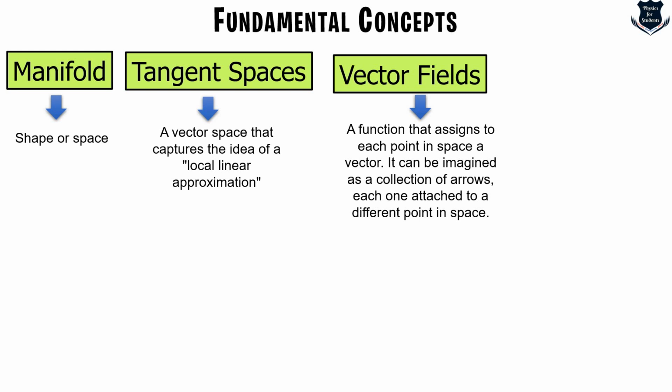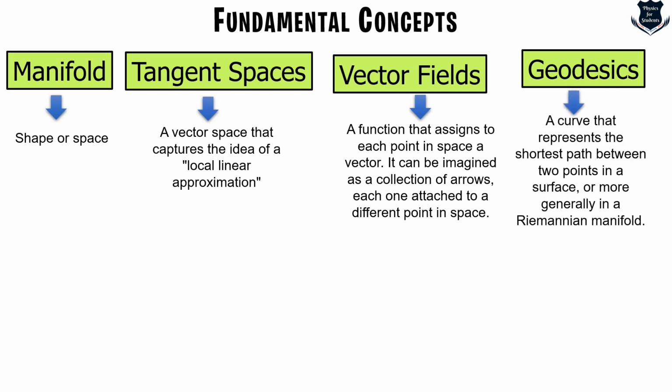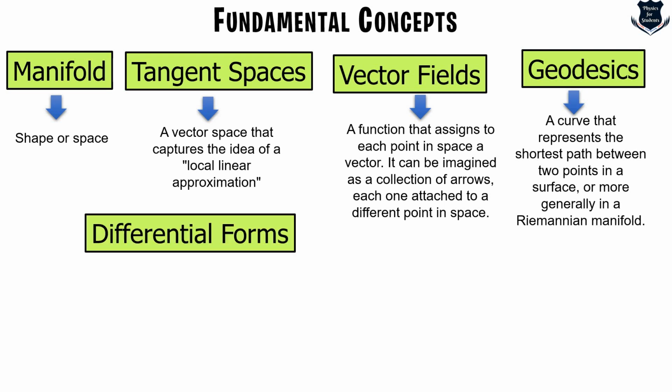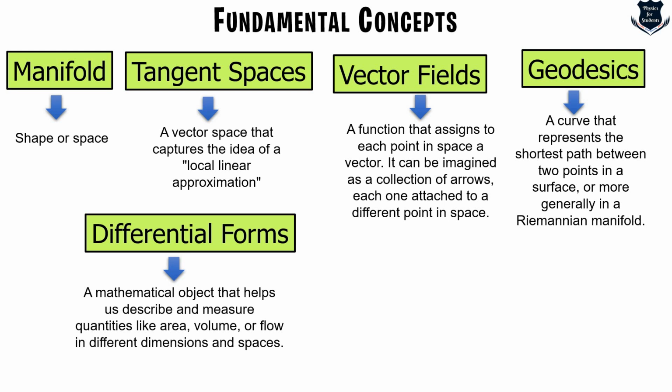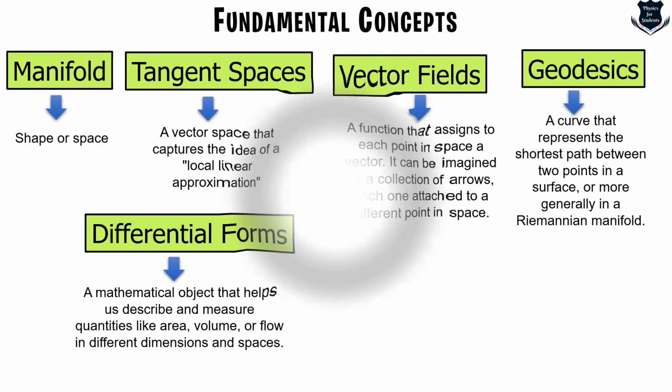Vector fields: a function that assigns a vector to each point of a space. You can imagine a vector as a single arrow; now a vector field can be imagined as a collection of arrows, each one attached to a different point in space. Also, what is important is the geodesic. Why? Because the curve represents the shortest path between 2 points, especially in the case of a Riemannian manifold. Here comes another very important yet a little more complex concept, called differential forms. It is a kind of mathematical object that helps us describe and measure quantities like area, volume, or flow in different dimensional spaces.